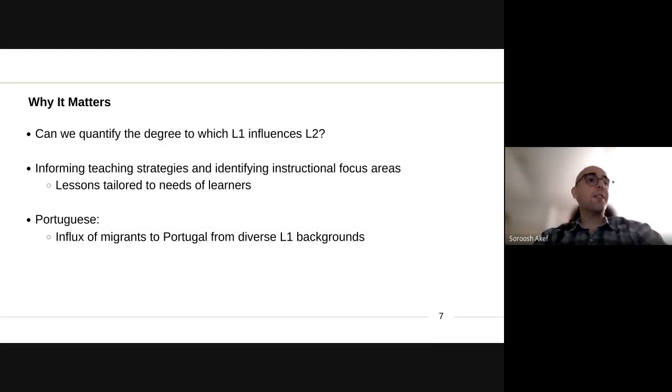This is also a relevant question for Portuguese because in recent years, Portugal has experienced an influx of migrants from diverse L1 backgrounds. If teachers understand that the learner comes from a particular linguistic background, they might take certain considerations into their teaching that could benefit the learners.